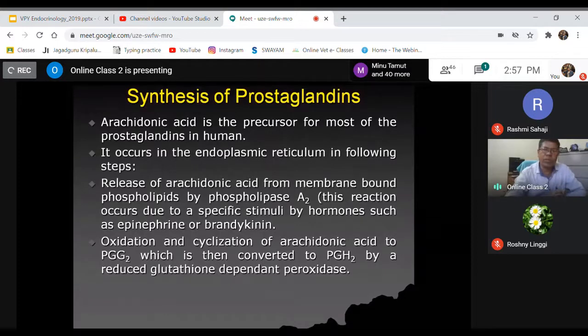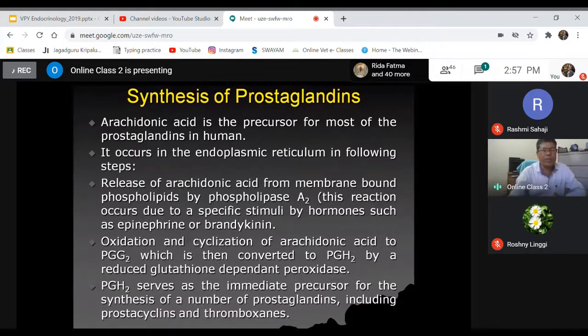Then next is the oxidation and cyclization of arachidonic acid to PGG2, which is then converted to PGH2 by a reduced glutathione-dependent peroxidase. So in the further processing, this arachidonic acid is oxidized, then cyclized, that is, a cyclic structure is formed, to form PGG2 and PGH2. In the next slide, these steps will be shown again.